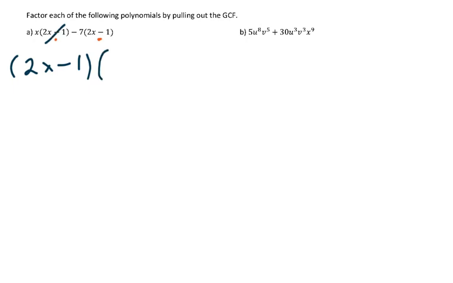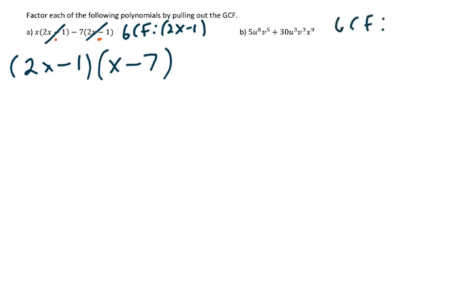And then I'm going to say, I factored that out, it's gone, I'm going to write down what's left. I have an x from the first term minus a 7 from the second term. So in this first example, my greatest common factor was 2x minus 1. Okay, in the second example, we have to work a little bit harder to find the greatest common factor.